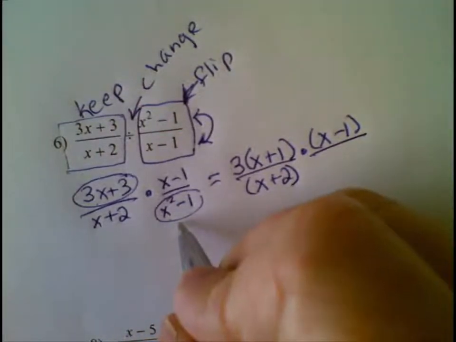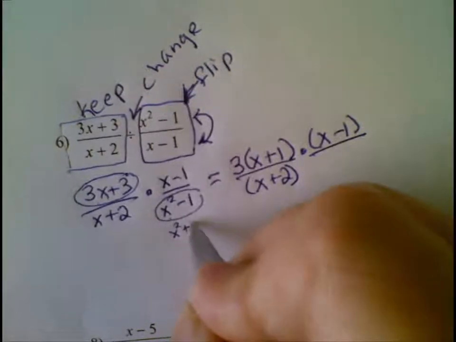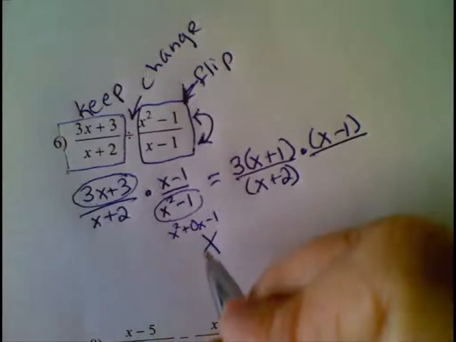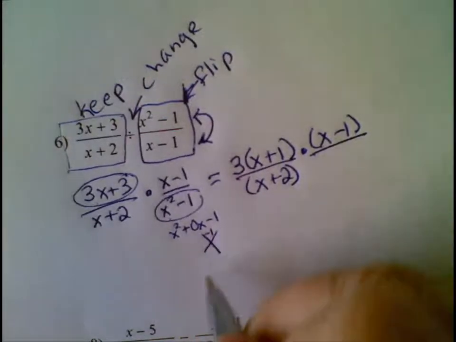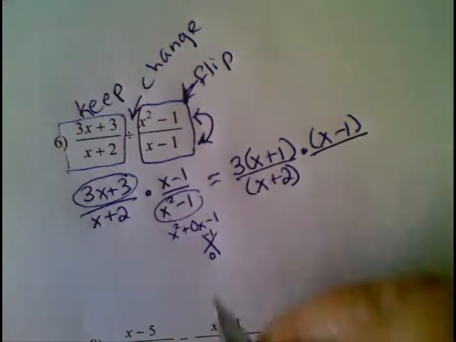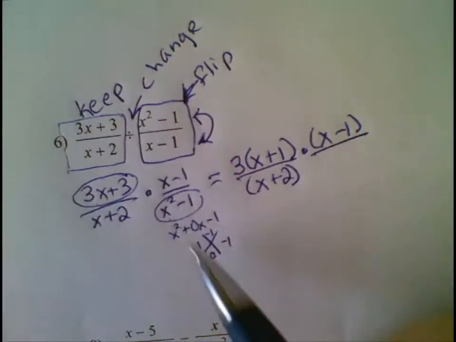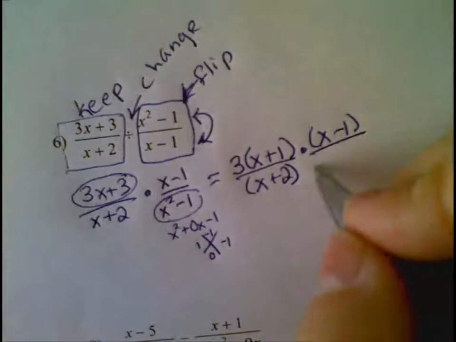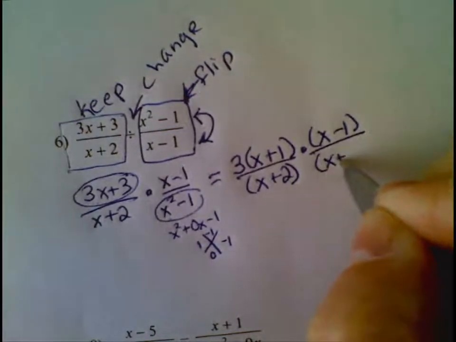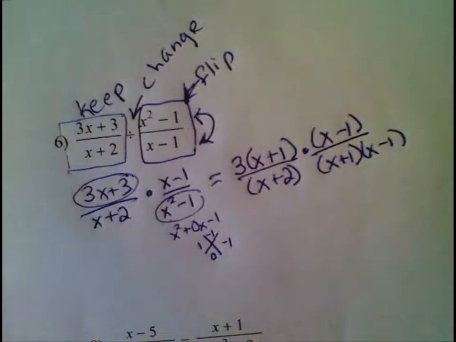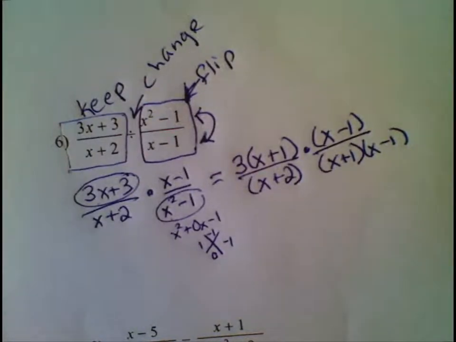We can also think of this as x squared plus 0x minus 1. So we can think about pairs of numbers that multiply to give you -1 and add to give you 0. And that, of course, is 1 and -1. So either way you think about it, difference of squares or traditional factoring, you're going to wind up with (x plus 1)(x minus 1). All right. Now we're ready to simplify.